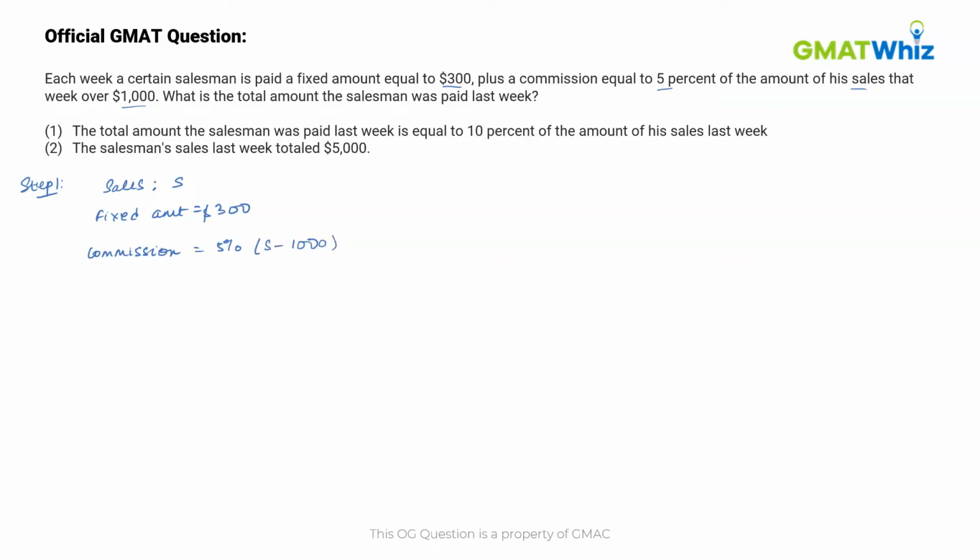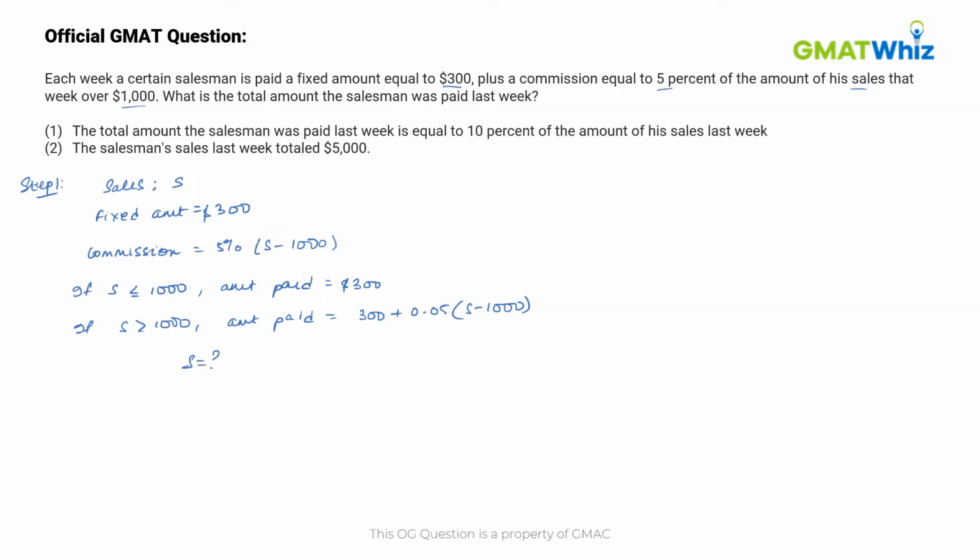So basically, if the value of S is less than or equal to $1000, the amount paid is equal to $300. And if S is greater than $1000, the amount paid to the salesman is 300 plus 0.05 times (S minus 1000). So to find the amount the salesman was paid last week, we have to know the value of S.